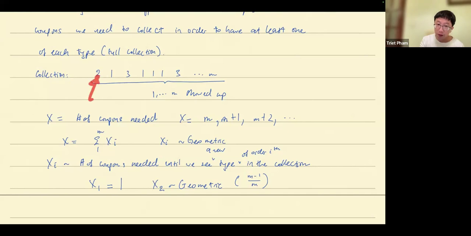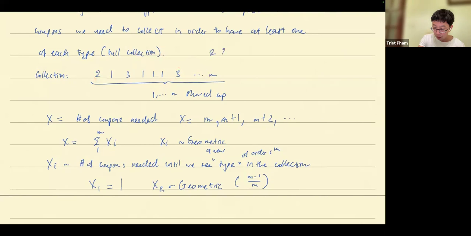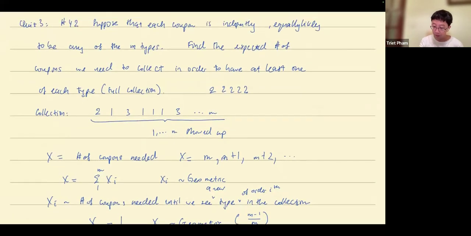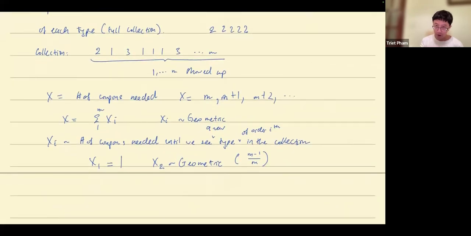Because once you have the first type, it doesn't matter what that type is. Say you have a 2. Then you keep collecting until you see a first coupon not of type 2. That's a success. A failure would be to keep collecting 2 after you get the first 2. Therefore, a success here is to see a coupon not of type 2. That means the probability of success is M minus 1 over M, because all coupon types are equally likely. Okay, so far?